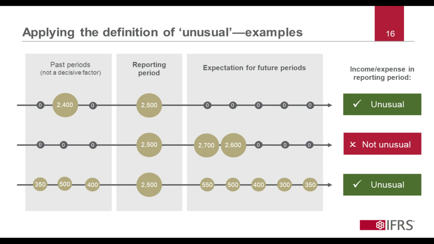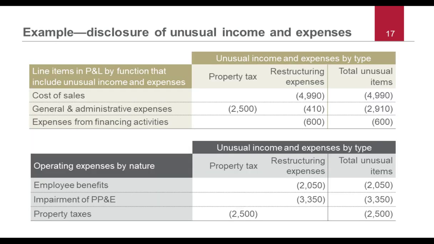Now, Nick, can you explain the proposed disclosure requirements for unusual income and expenses? Sure. Companies will need to provide some narrative description about unusual income and expenses and the underlying transactions or other events that made them unusual. Companies would also be required to disclose unusual income and expenses by the line items in the statement of profit or loss. So if an entity uses a by function analysis in a statement of profit or loss, the disclosure could look like the first table on the slide.